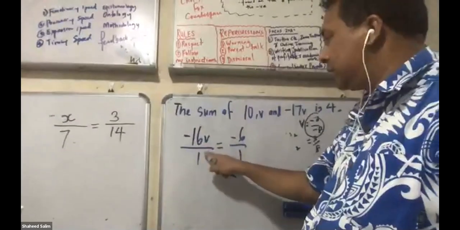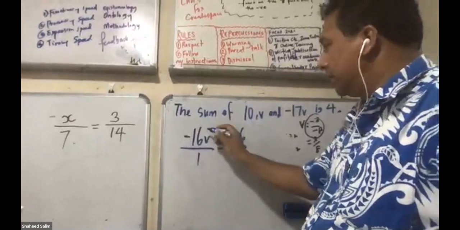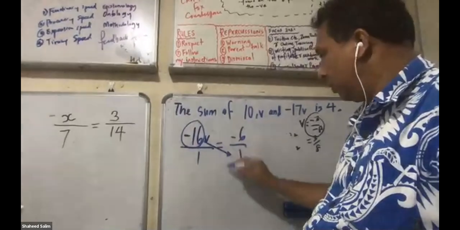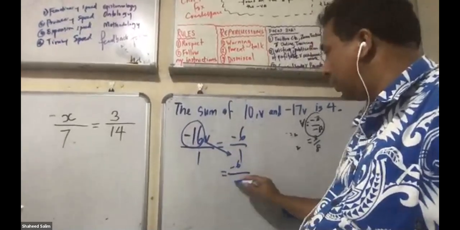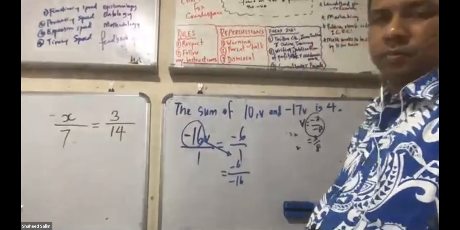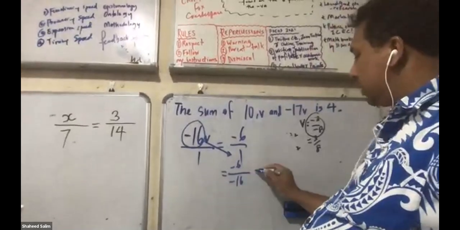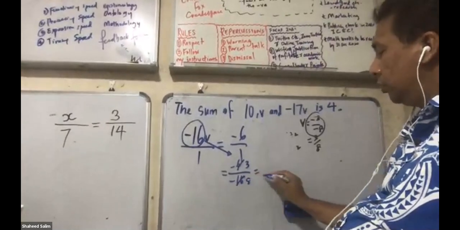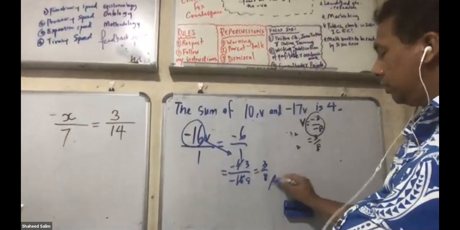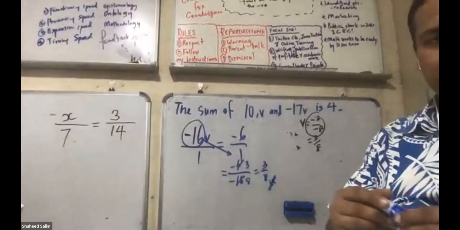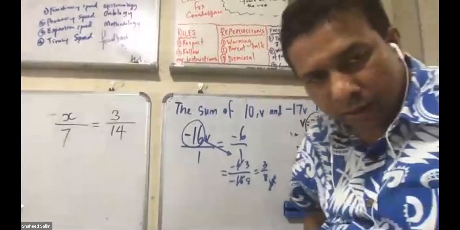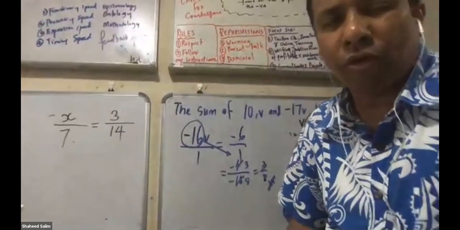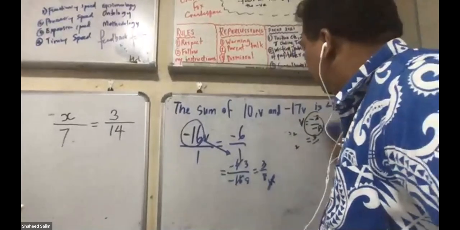It's -16V over 1, -6 over 1. This one now, -16, you can bring down. So it's -6 over -16. Minus minus becomes plus. 3 divided by 2, divided by 2, get 3 over 8. Okay? Now Emma, if you find it blur, you watch the video again, but I think I may have forgotten to record half of it.